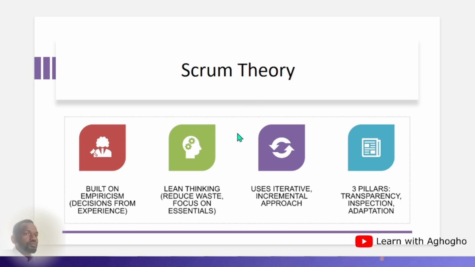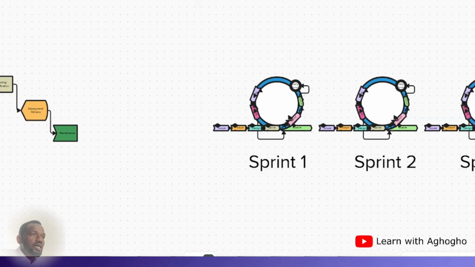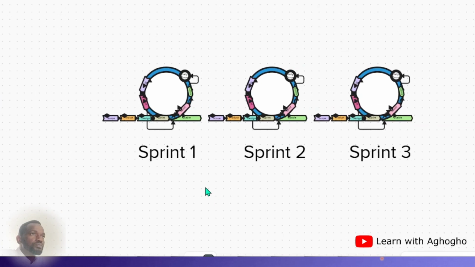So, Scrum Theory. Scrum Theory is built on empiricism, that is, decisions from experience. Okay? And Scrum Theory is built on lean thinking, reducing waste on essentials. So we try as much as we can to reduce waste in the course of executing the software projects. And we use an iterative, incremental approach in the course of execution, as I have rightly pointed out in this section. Okay?